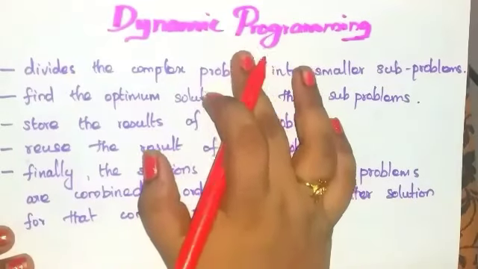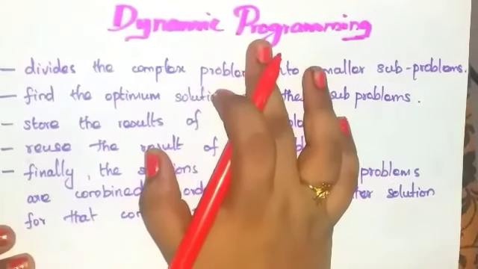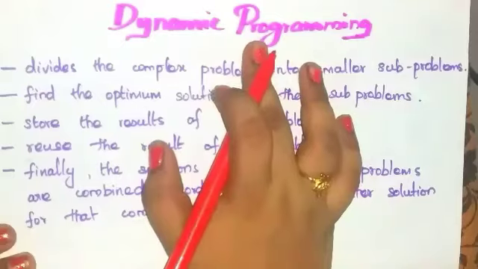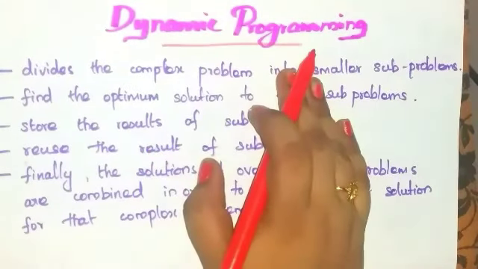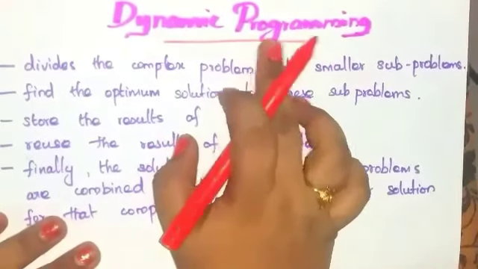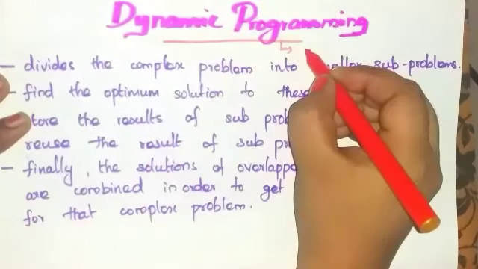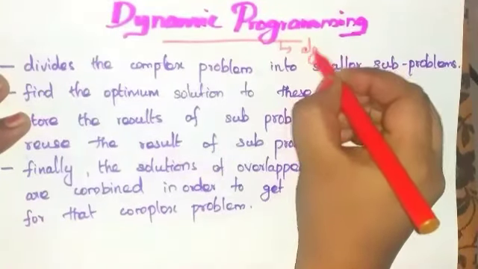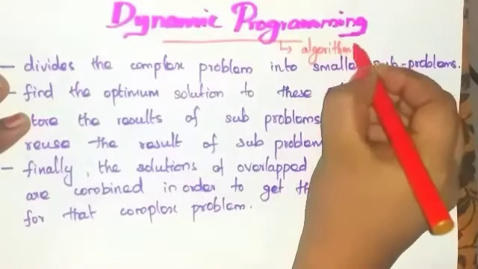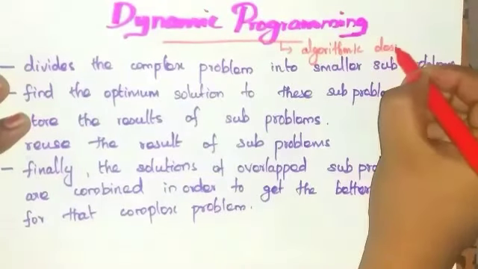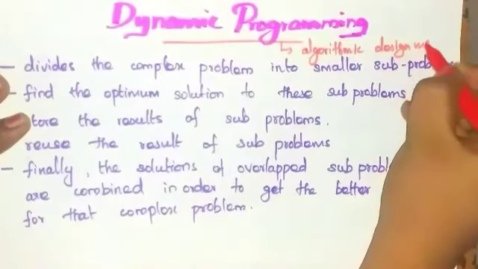Hi students, now coming to the last topic in the chapter algorithmic strategy, that is dynamic programming. So what do you mean by dynamic programming? This dynamic programming is mainly used for designing algorithms, so it is called an algorithmic design method.